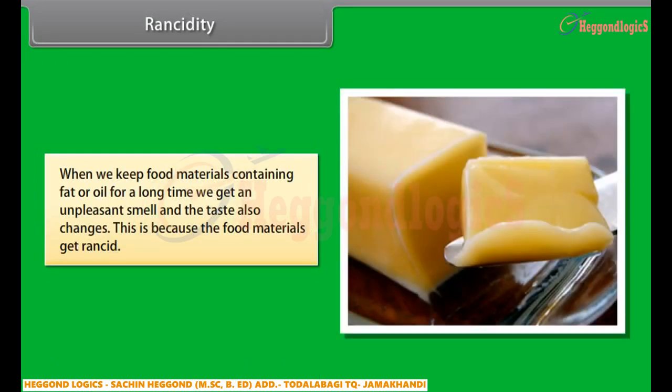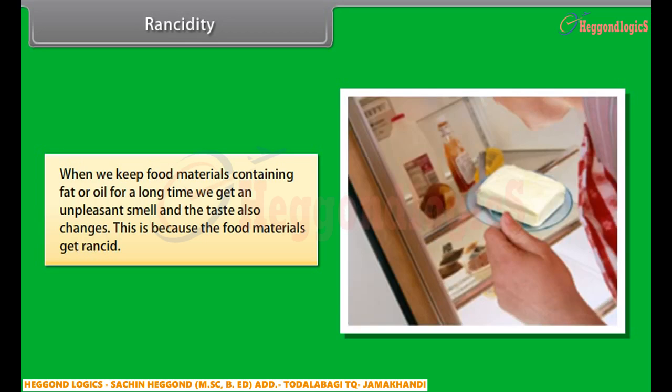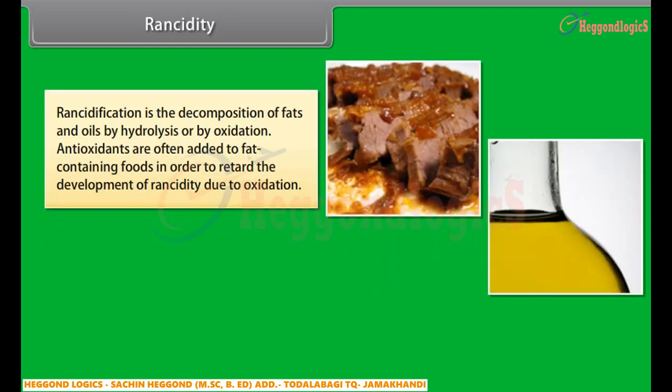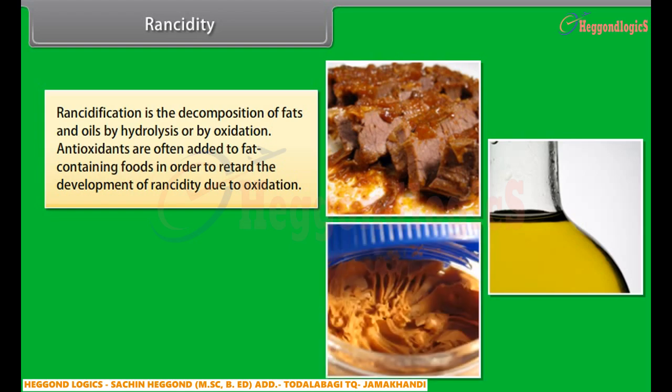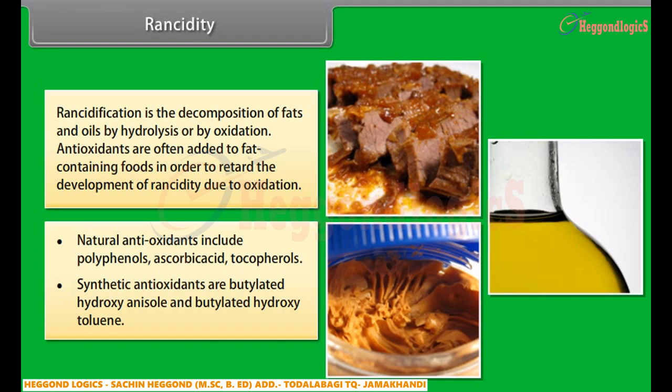Rancidity. When we keep food materials containing fat or oil for a long time, we get an unpleasant smell and the taste also changes. This is because the food materials get rancid. Rancidification is the decomposition of fats and oils by hydrolysis or by oxidation. Antioxidants are often added to fat-containing foods in order to retard the development of rancidity due to oxidation. Natural antioxidants include polyphenols, ascorbic acid, tocopherols. Synthetic antioxidants are butylated hydroxy anisole and butylated hydroxy toluene.